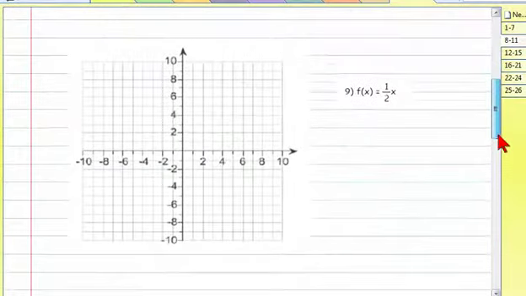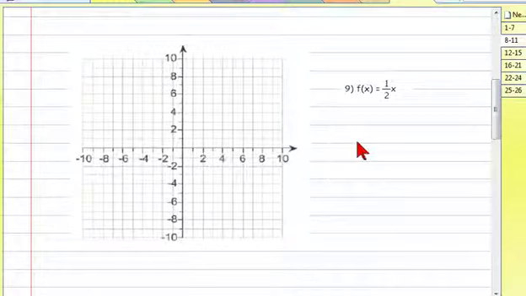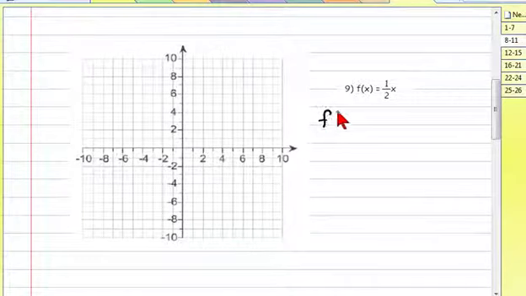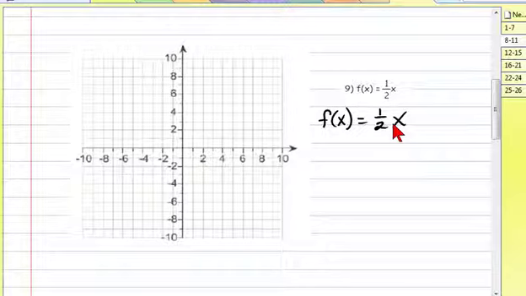Number 9. Now I have a graph. All right, I'm going to work in this space right over here, and then I'll scoot back to the graph for those of you in class. All right, we have f of x is equal to 1/2 x. I'm going to use slope intercept. If you choose to use some other method to graph it, I won't know the difference. It doesn't matter. It's a multiple choice question anyway.